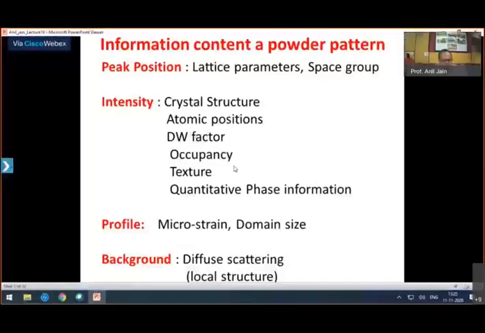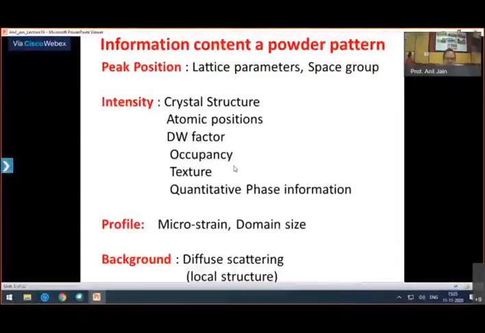The Debye-Waller factor gives information about the occupancy of a particular site. So in your crystal structure, you might have a couple of sites which may not be fully occupied, and the intensity of your diffraction pattern gives the information about this.